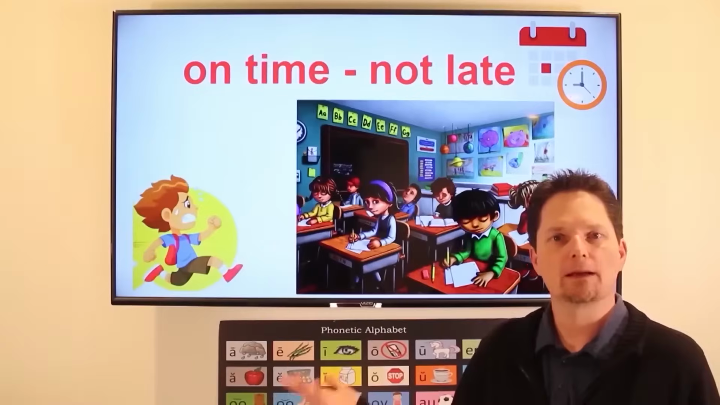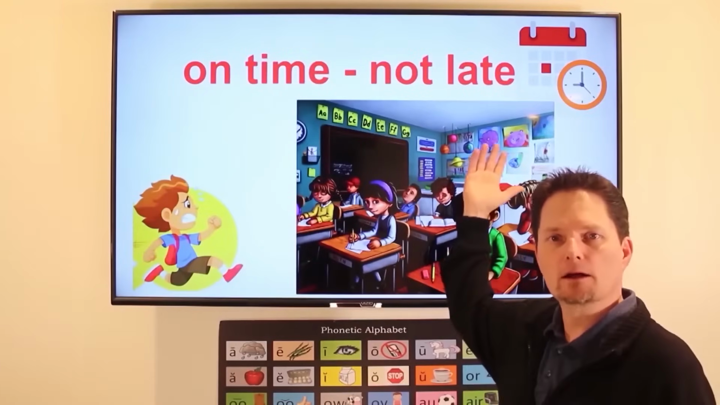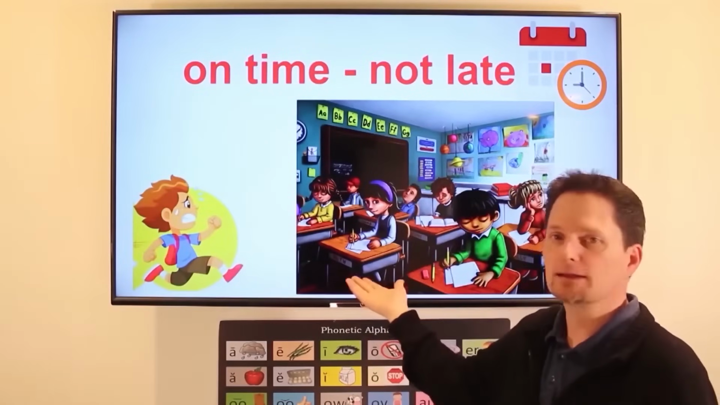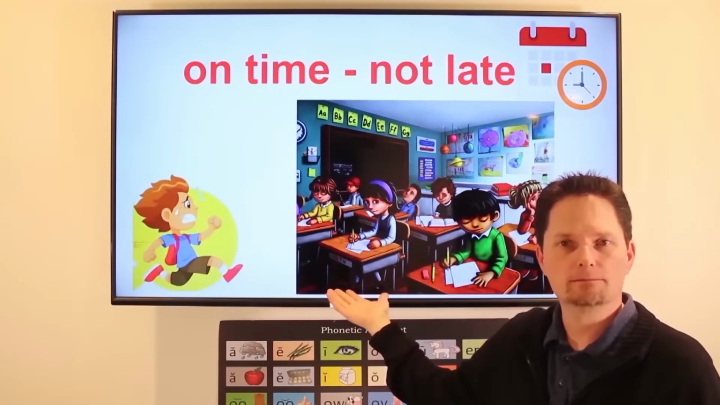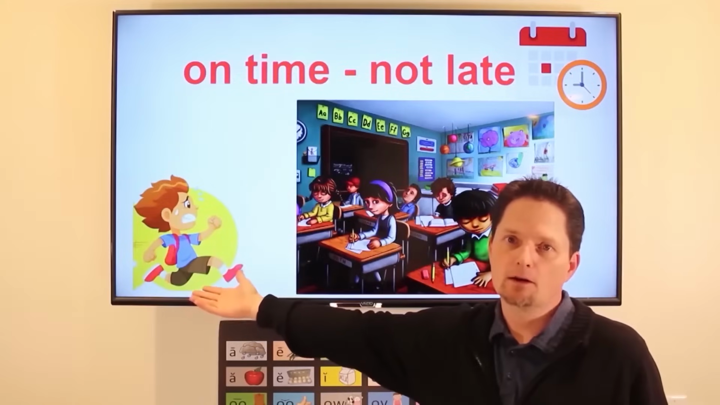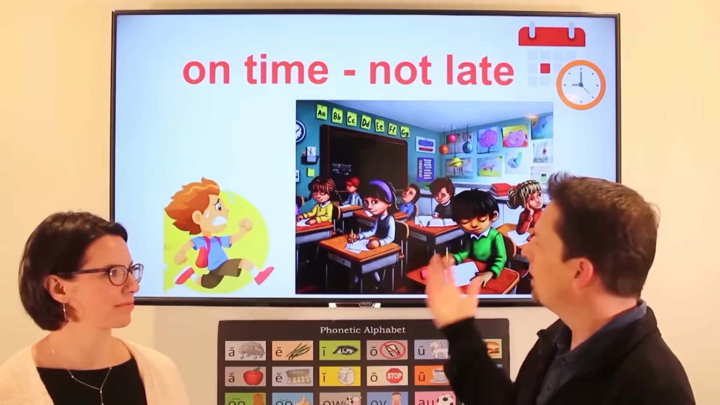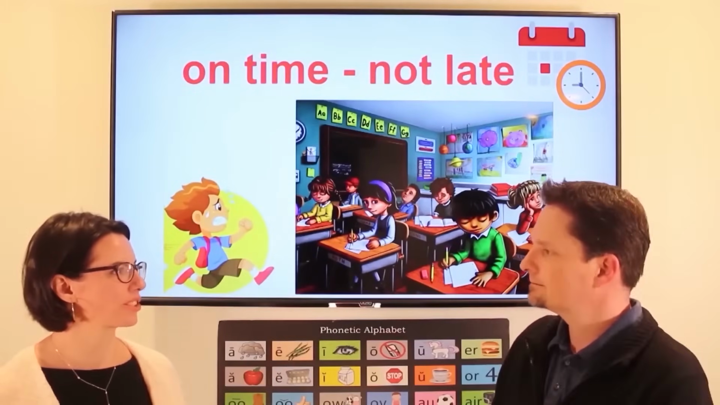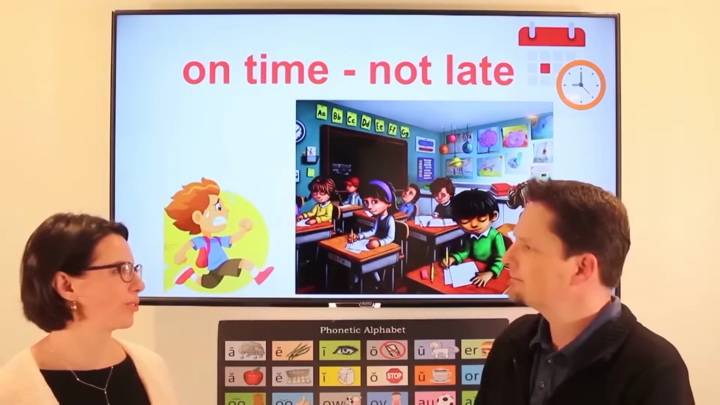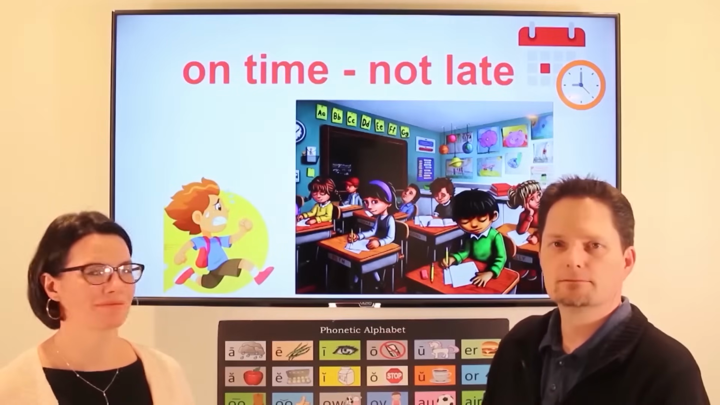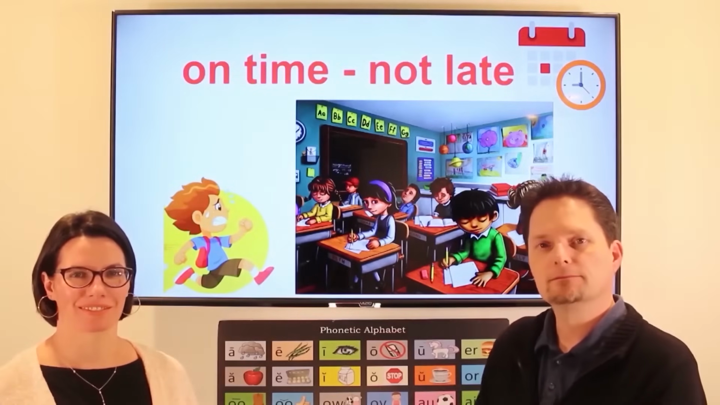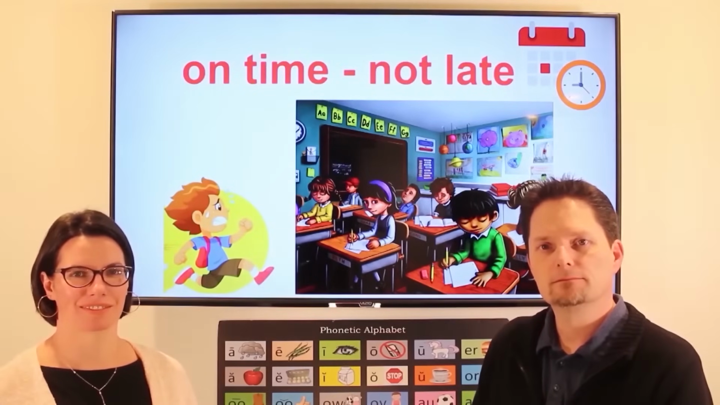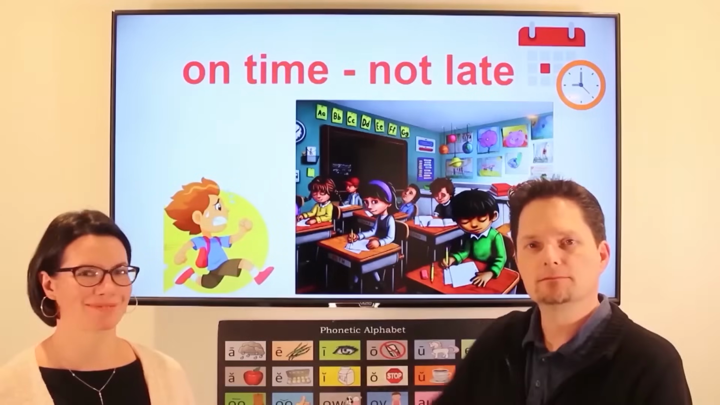Very good. Example. It's 9 o'clock. The students are in class. They are on time. He is not on time. He is late. Let's practice. Are they on time? Yes, they're on time. Is he on time? No, he's not on time.